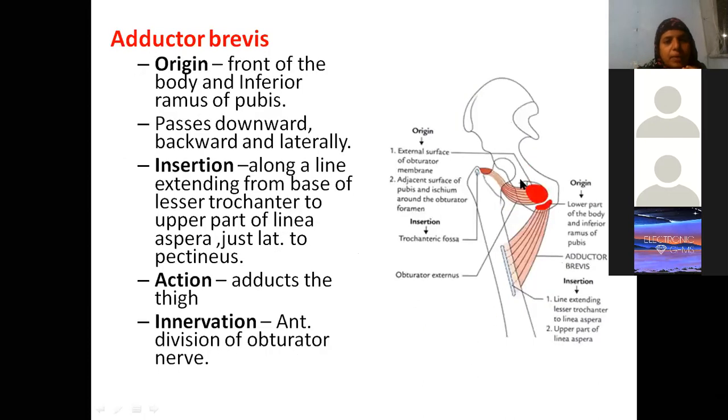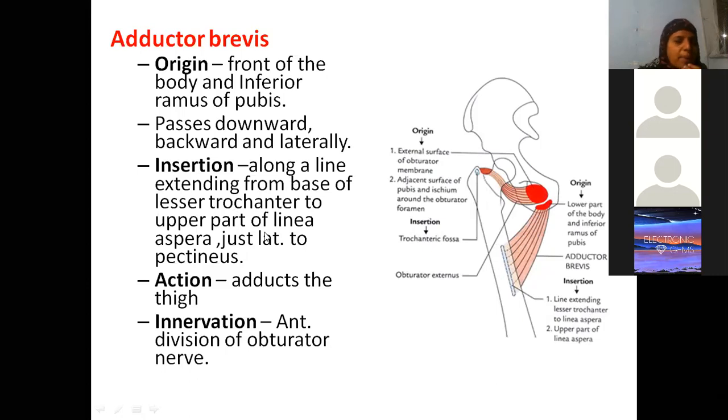Next we have, see, this is the hip bone, and we know this is again the body of pubis. This is the ramus of pubis, the inferior ramus of pubis, right? So the origin is the lower part of the body and inferior ramus of the pubis, and the insertion is the line extending from the lesser trochanter to the linea aspera.